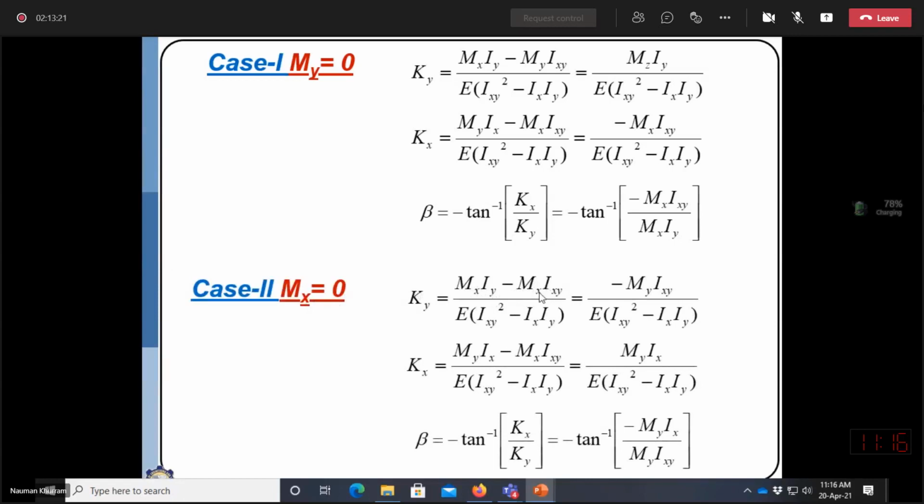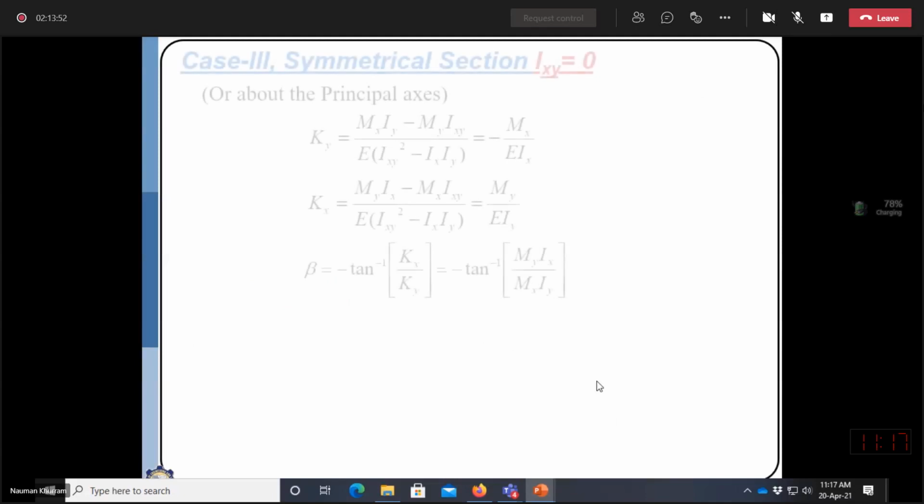again there is a mistake. This is supposed to be My. So I will change it. So this parameter will be 0, then this will be minus My into the product moment of inertia, and the denominator will be the same. And the kx parameter is 0, so Mx is 0, and we will have My into Ix over this. And beta will be determined by this equation. Okay.